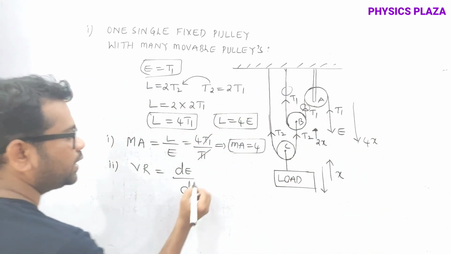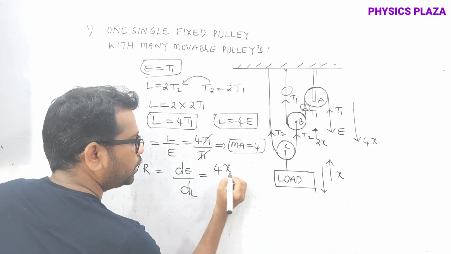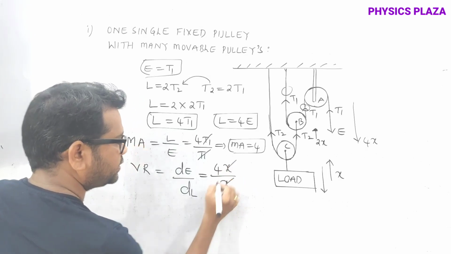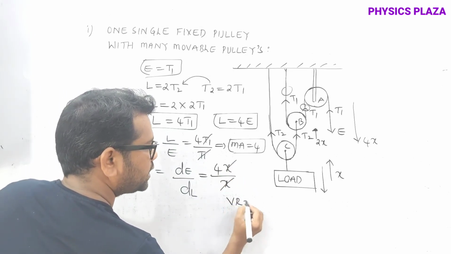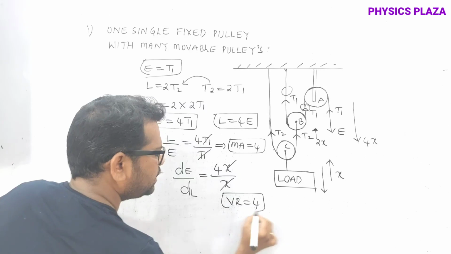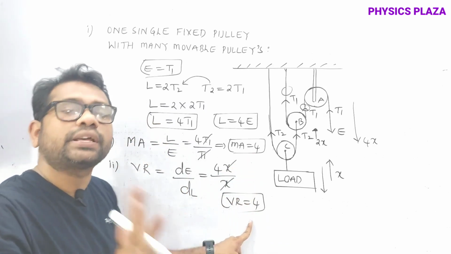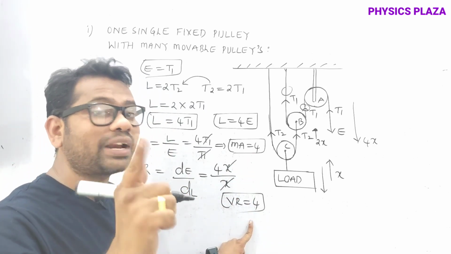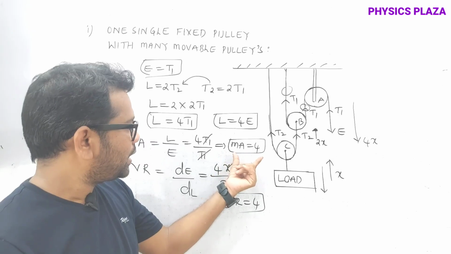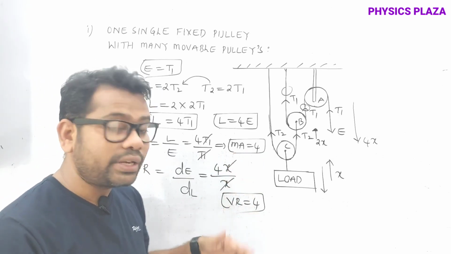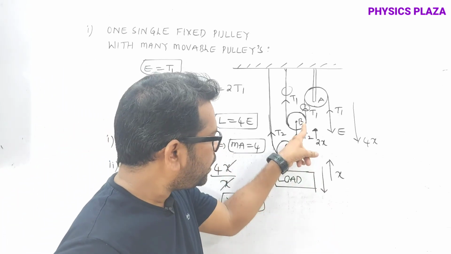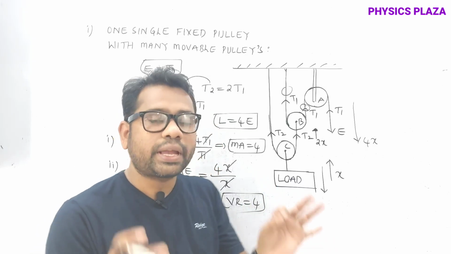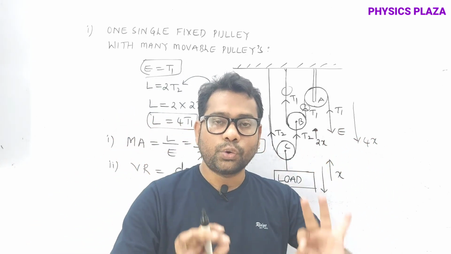Okay, fine. So here effort displacement is 4x, load displacement x. x cancel. So here velocity ratio is equal to 4. Obviously, efficiency is going to be 100% as it is the ideal pulley. But try to understand. Now here mechanical advantage and velocity ratio are increased to 4. If you go on increasing the movable pulleys, the mechanical advantage and velocity ratio go on increasing.